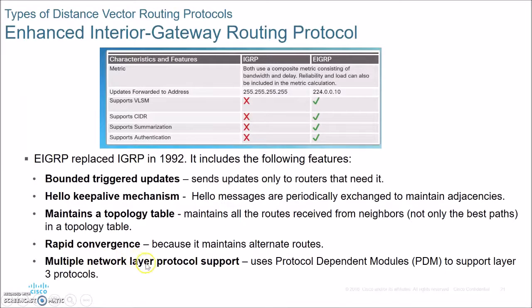Okay. And finally, it supports multiple network layer protocols, IP version 4 and IP version 6. Why? Because it uses PDMs, protocol dependent modules, to support different types of layer 3 protocols. So EIGRP is considered a very enhanced distance vector routing protocol. We'll look at EIGRP in the EIGRP chapter, when we cover EIGRP next term.